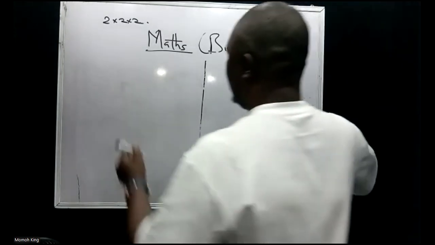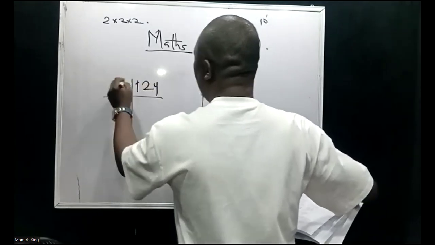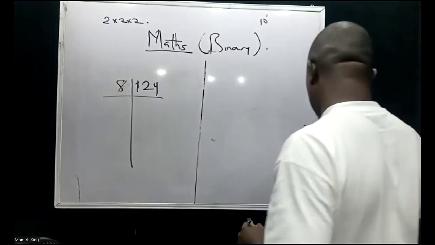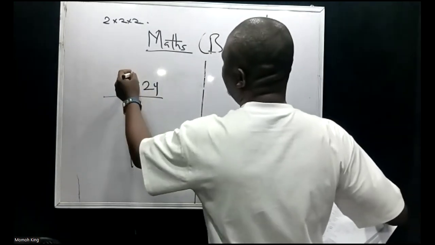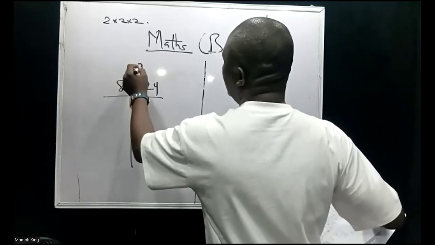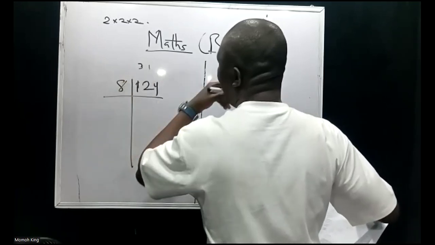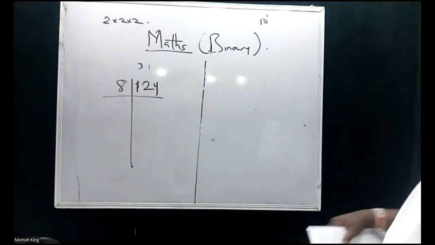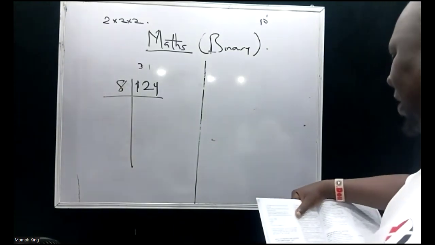I told you, 124 base 8. Now, how many times can 8 go into 124? Look at your calculator. 15 remainder 4. 15 remainder 4.